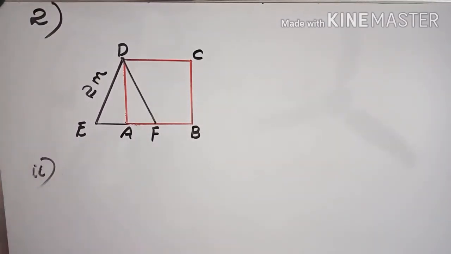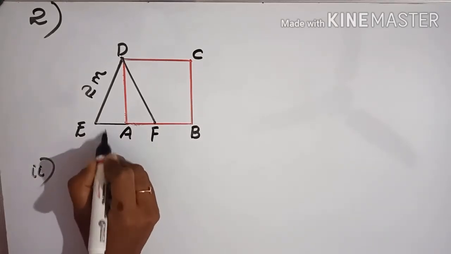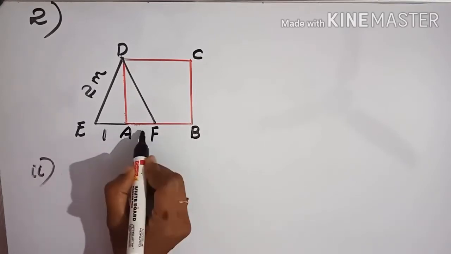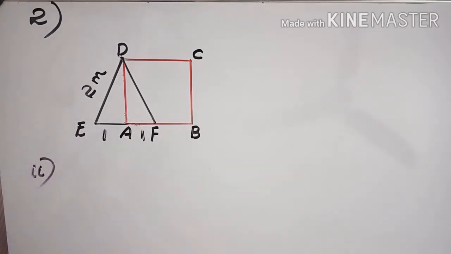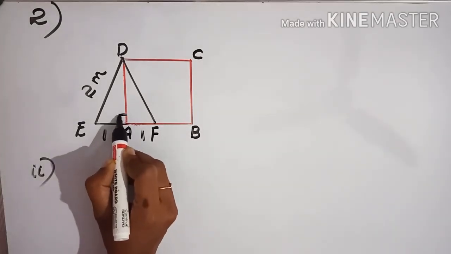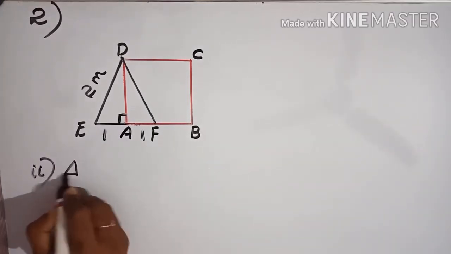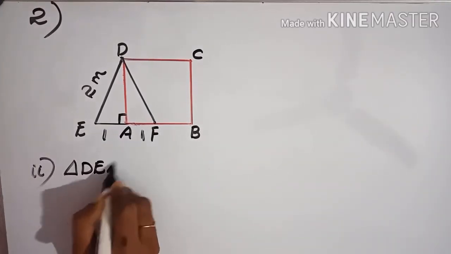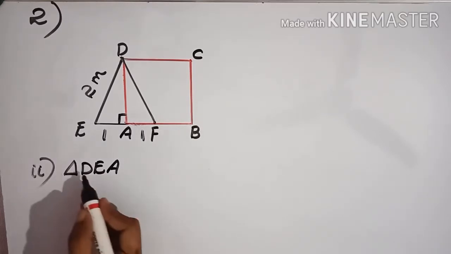And we know for an equilateral triangle the altitude will divide the base into what? 2 equal halves. That means this EA is 1 meter and AF is also 1 meter. Both are 1 meter. 1 plus 1, 2 equal halves. Now in order to find the altitude DA, we can consider this right triangle. What is that right triangle? Triangle DEA.